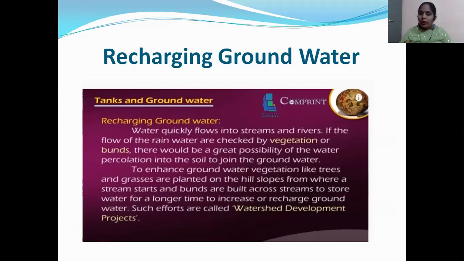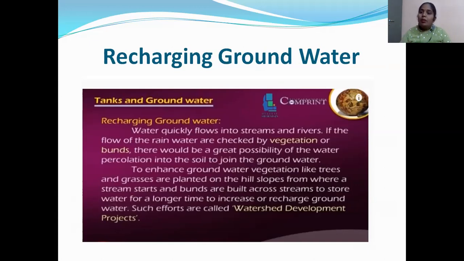So what happened? How can we hold the ground rainwater? Is that clear to you? We have learned that from the mountains, when it rains, the water flows in a channel, it cuts the channel, then it joins a big river called a tributary, isn't it? So before the water flows away, how can we hold that rainwater? We have to keep a check by vegetation or bunds.